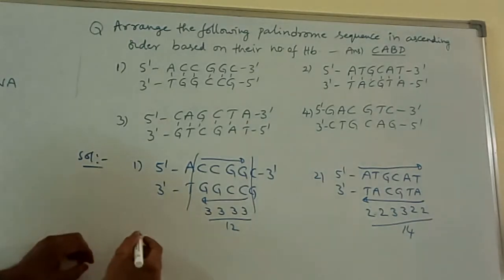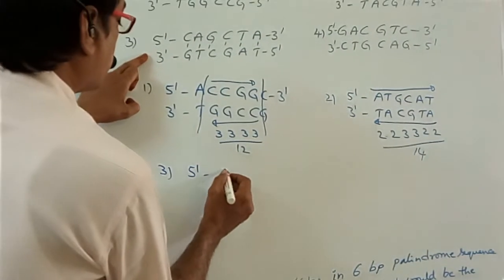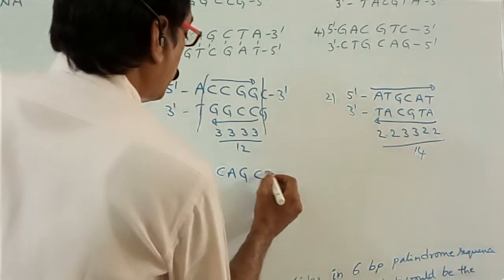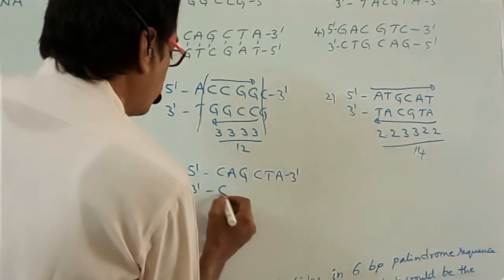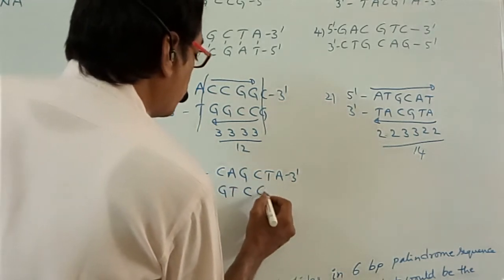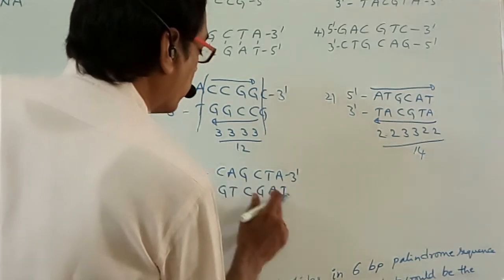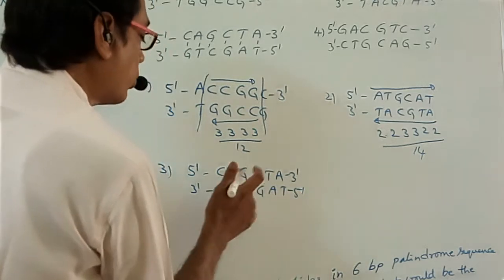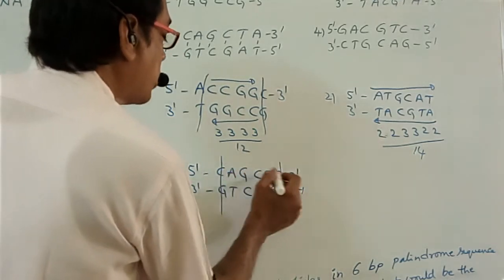Okay. Third option we have to check. CAG, CTA, GTCGAT. Okay, right. CAG, no. So we have to remove this one and this one. AGCT.